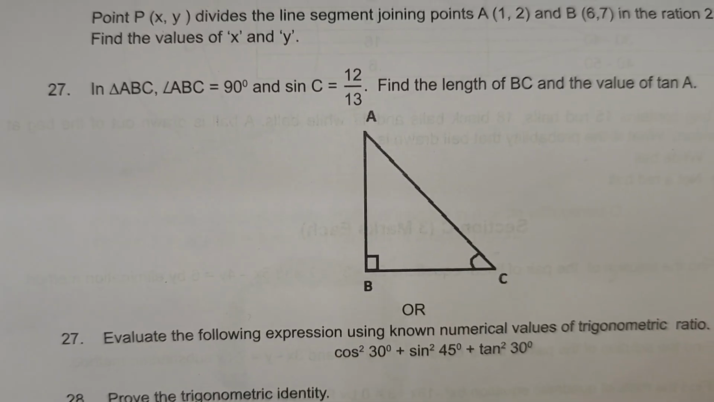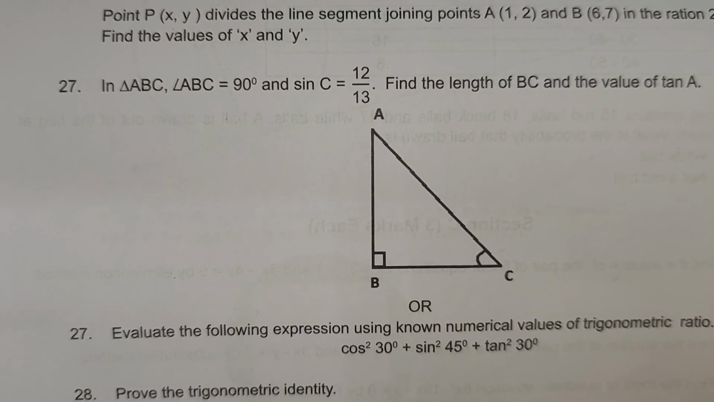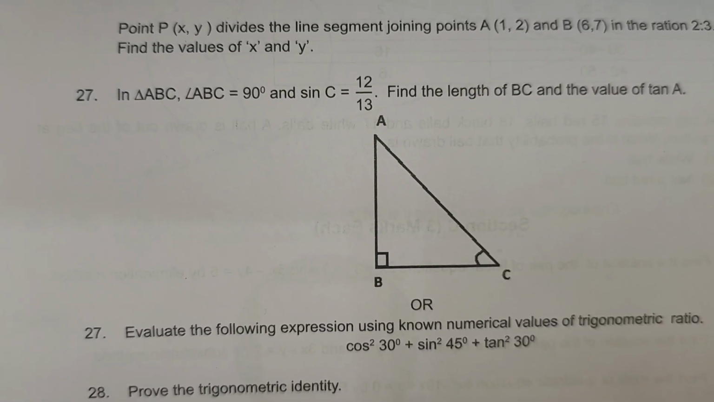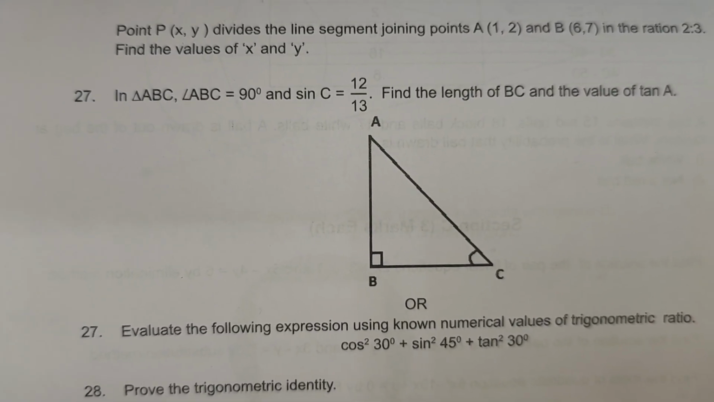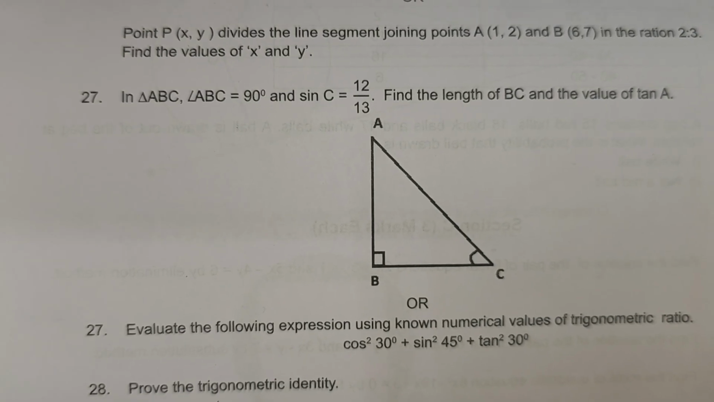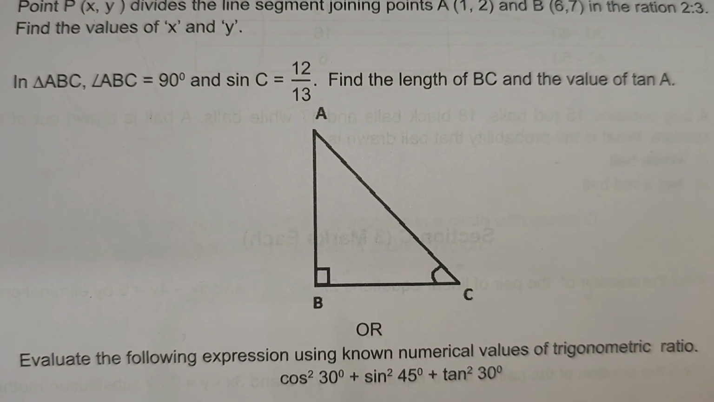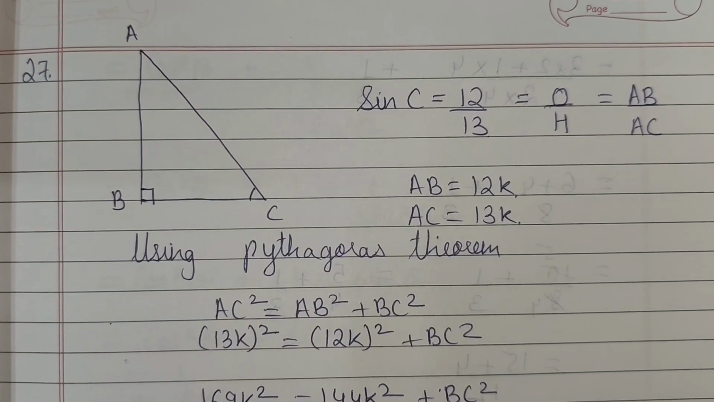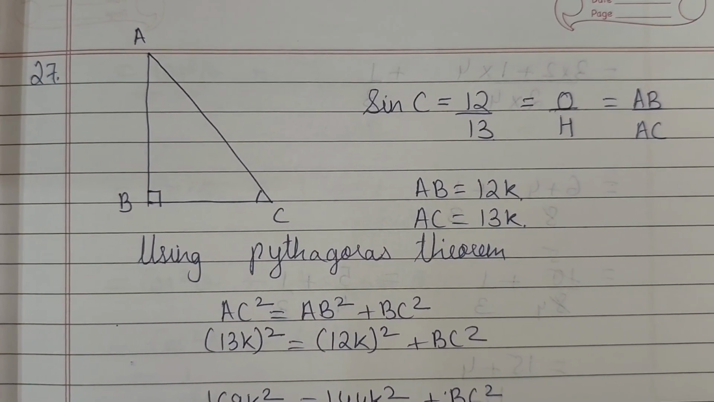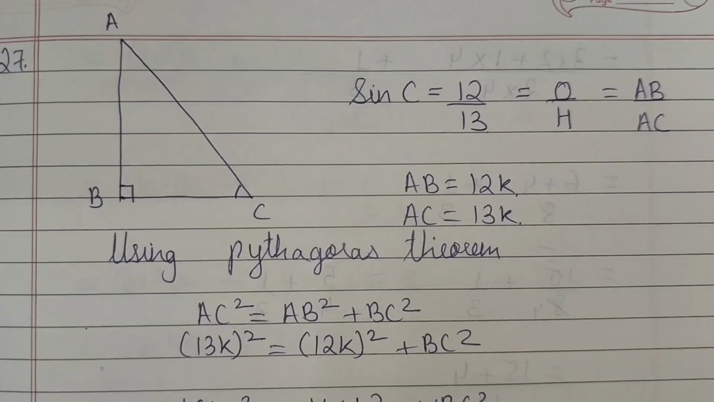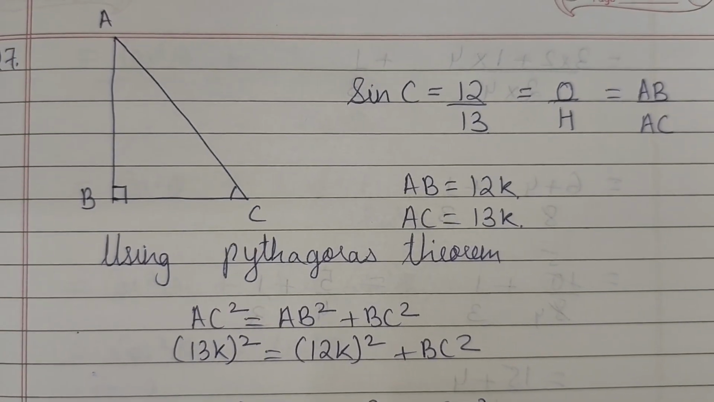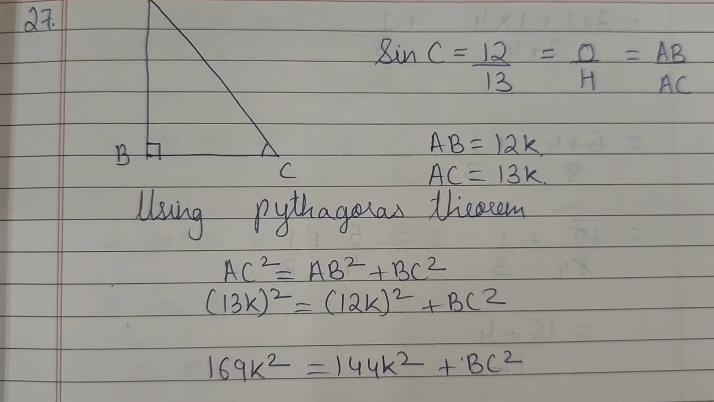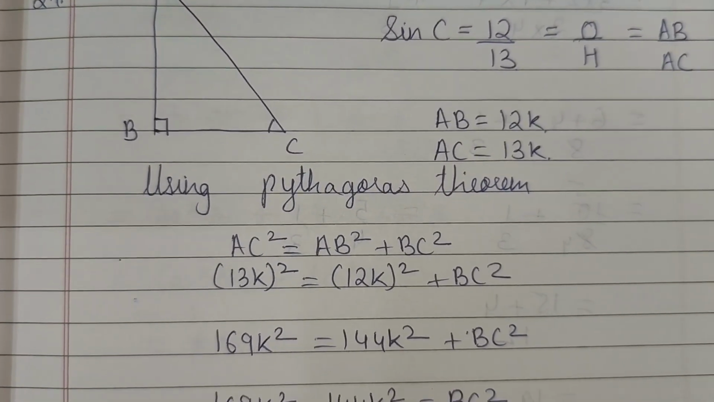Question number 27. In a triangle ABC, angle ABC is 90 and sine C is equal to 12 upon 13. Find the length of BC and the value of tan A. Sine C is equal to 12 upon 13. So 12 is opposite upon hypotenuse, so AB upon AC. So AB will be 12k and AC will be 13k. Using Pythagoras theorem, AC square is equal to AB square plus BC square.